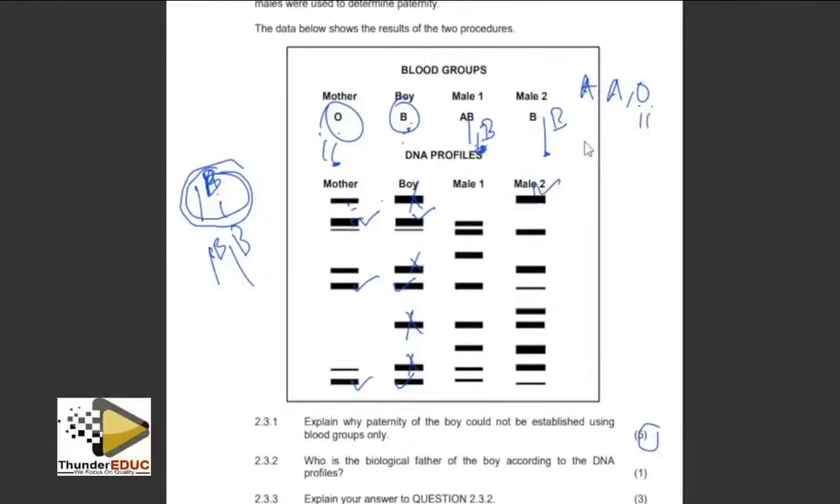Okay, this one, yes, it matches. You see, this one matches. This one is matching with this. That's why we say that individual 2 is the father. Male 2 is the father of the boy, because the remaining bands of the boy have matched with male 2. All right.